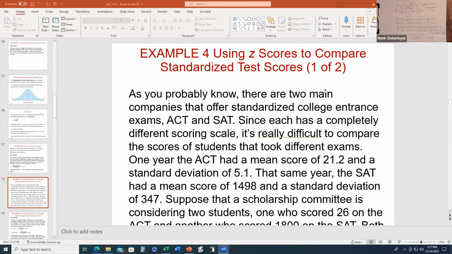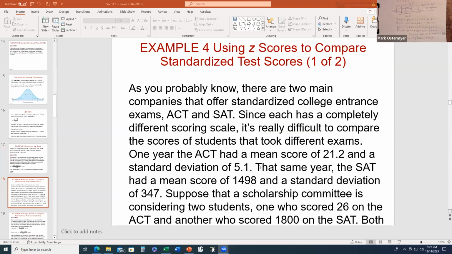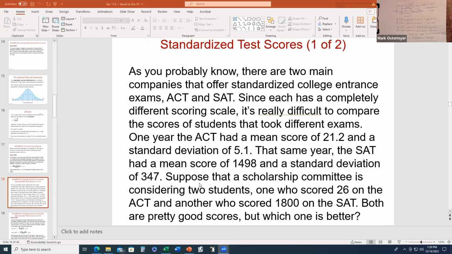All right. We've probably all heard of the ACT versus SAT entrance exam for most universities or colleges. Well, it's usually very difficult to compare the scores of students that took different exams. One year, the ACT had a mean score of 21.2 and a standard deviation of 5.1. That same year, the SAT exam had a mean score of 1498 and a standard deviation of 347.